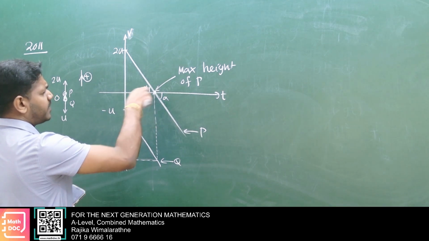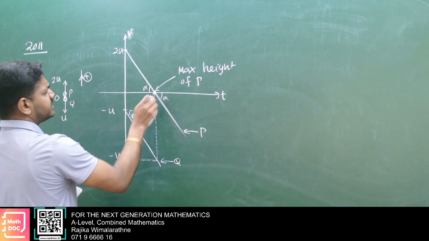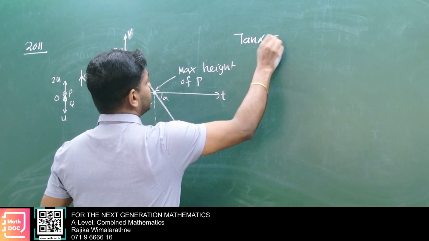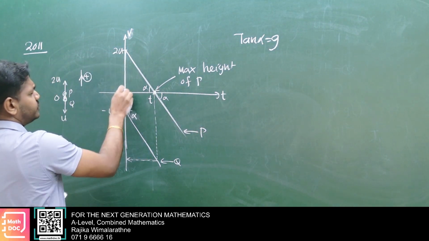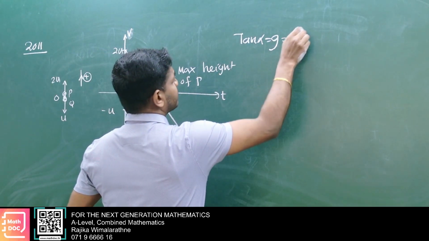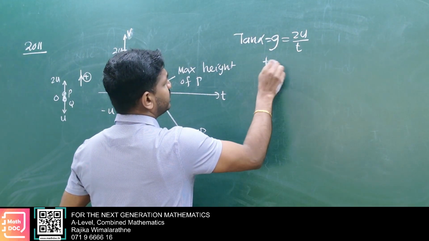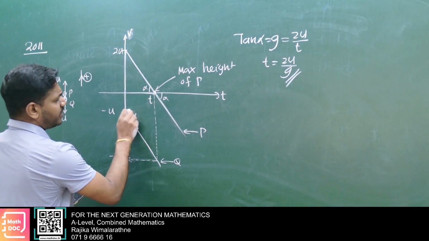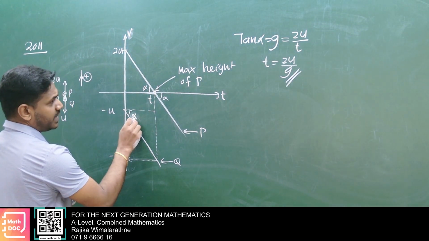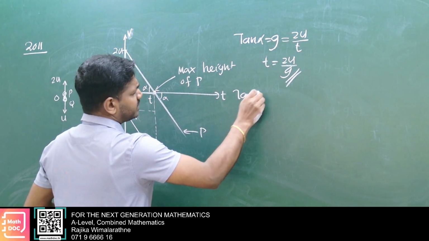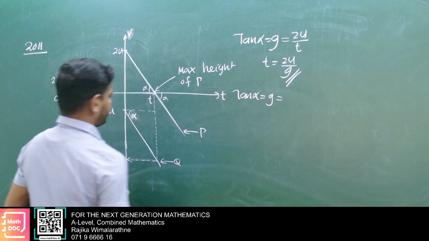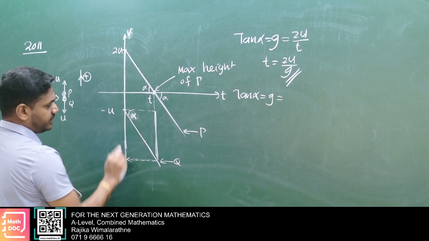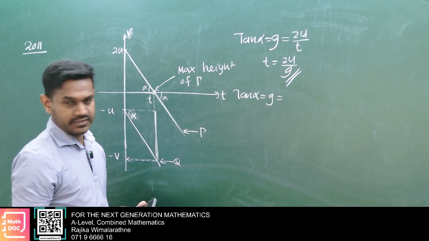Then here find this time first. Tan alpha is g now, under gravity motion, 2u over t. Then t equals 2u divided by g. Here is the time. Therefore, again write tan alpha equals g. Here this displacement, v minus u. Here we have a negative value, but you consider only the positive.